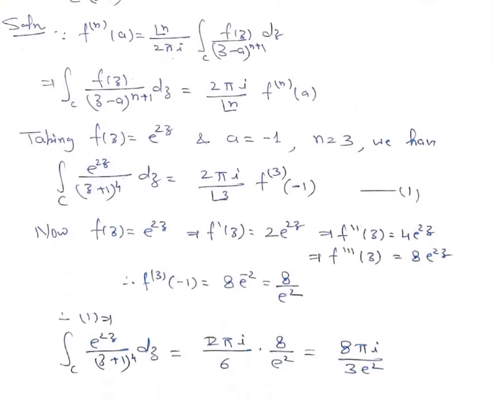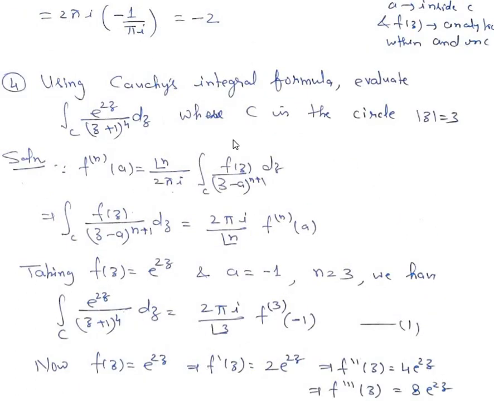Okay, let's take one more example. Using Cauchy's integral formula, evaluate the integral over c of e to the power 2z upon (z plus 1) to the power 4 dz, where c is the circle |z| = 3. Now we know the formula for the nth derivative: f^(n)(a) is equal to factorial n upon 2 pi i times the integral over c of f(z) upon (z minus a) to the power (n plus 1) dz. So therefore the integral over c of f(z) upon (z minus a) to the power (n plus 1) dz is 2 pi i upon factorial n into f^(n)(a).